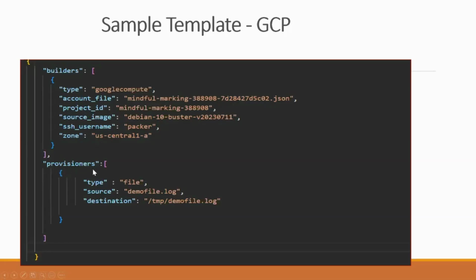And then we have a provisioner where I'm doing nothing, I'm just copying the file. The source is demo file.log, and I'm copying it into the destination. And what would be my destination? The image, right? So I'll cover this configuration file in the demo. We have a separate configuration file.